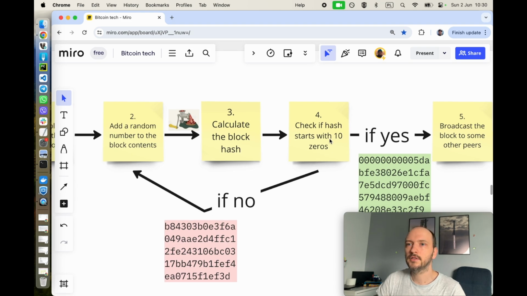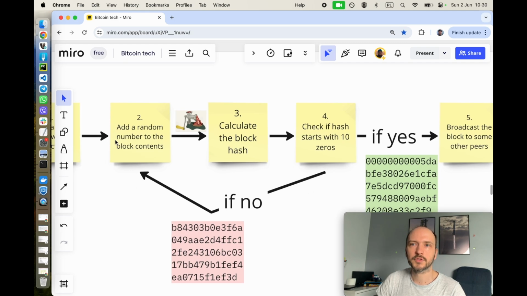And if it doesn't start with 10 zeros or more, they repeat the process again, change the random number inside the block contents, and calculate the hash again, and check if it starts with 10 zeros. If not, they just repeat it and do this over and over and over again. When you hear about ASICs or video cards that miners do their work on, they do this thing in a loop. They just modify the random number and calculate the hash, and do this over and over and over again, like billions of times.